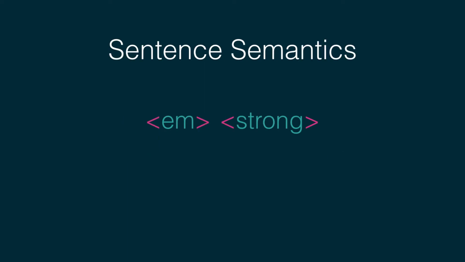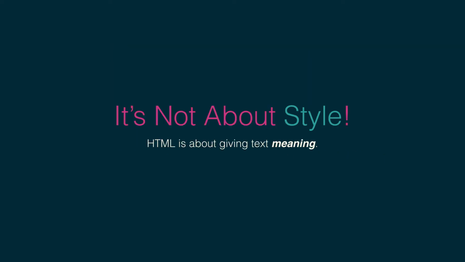And then there were some sentence semantics, the EM tag, and the strong tag, which are also used in the document. And I guess it might be helpful if you try and find those in the document. You don't have to. But the EM tag stands for emphasis, and the strong tag is for strong language. So I guess one of the first things that I want to talk about with those two is that it's not about style.